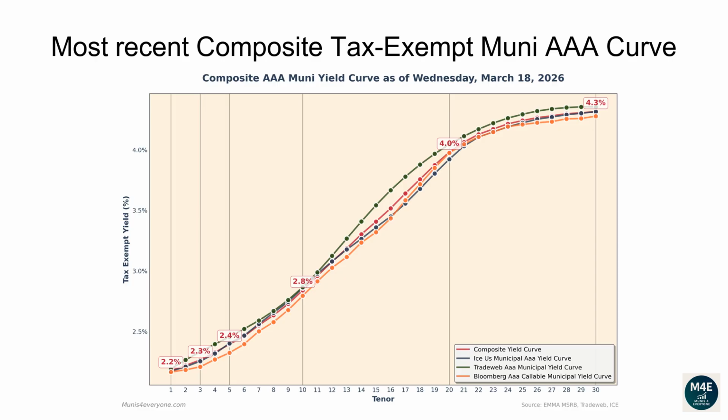The one-year composite tax-exempt yield is 2.18%. The two-year yield is 2.22%. The three-year yield is 2.26%. The 5-year yield is 2.39%. The 10-year yield is 2.84%. The 20-year yield is 3.98%. The 30-year yield is 4.32%.